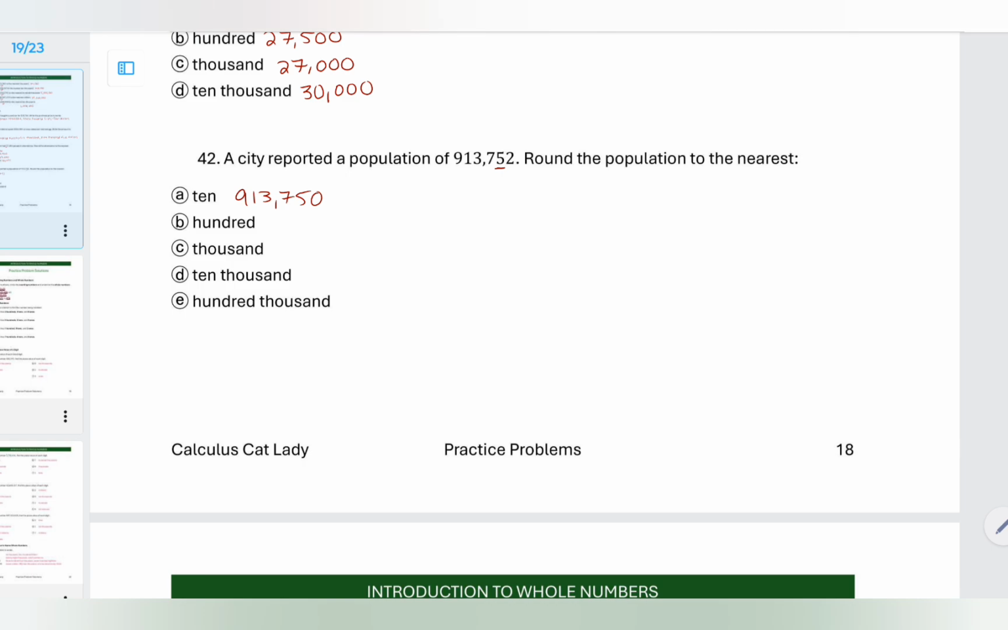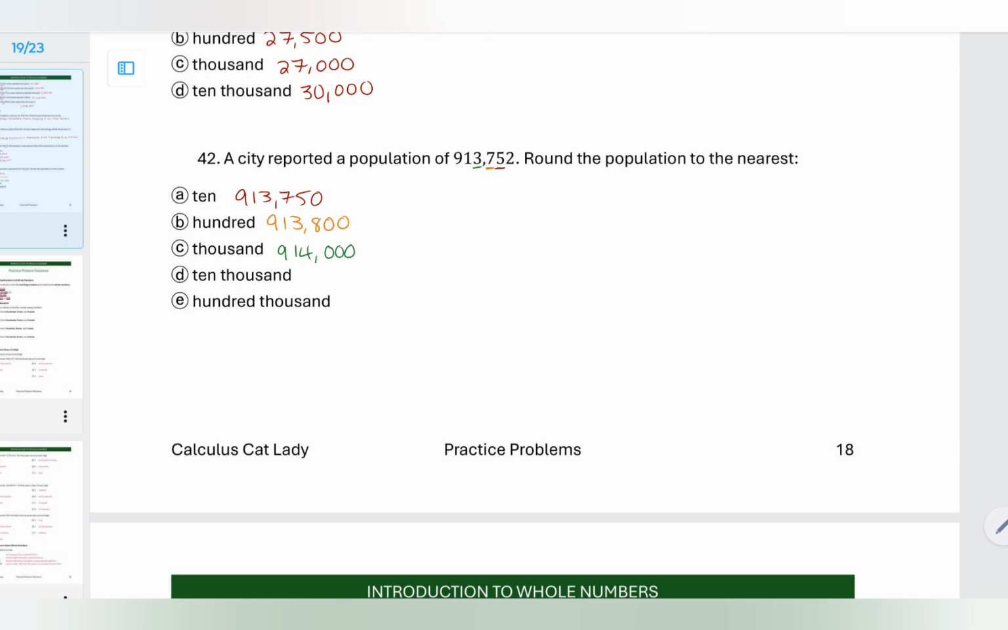Next, let's look at the hundreds place, which is that 7. The number to the right of it is 5, which rounds up. So we can copy down the 913. The 7 is going to round up to an 8, and everything after it becomes a 0. Next, let's look at the thousands place, which is a 3. The number to the right of it is a 7, which rounds up. So that 3 is going to change to a 4. And everything to the right of it becomes 0 for 914,000.